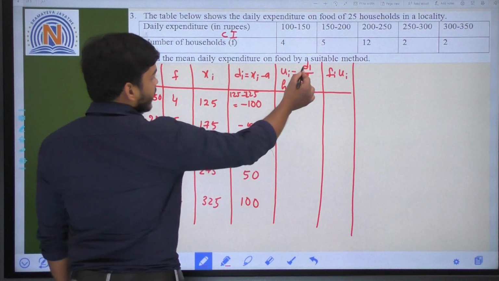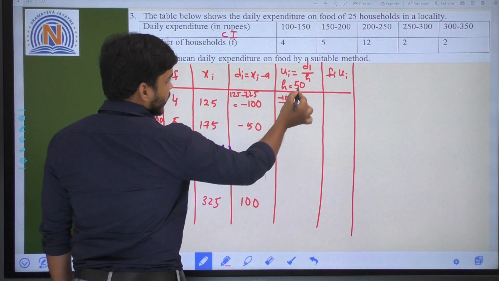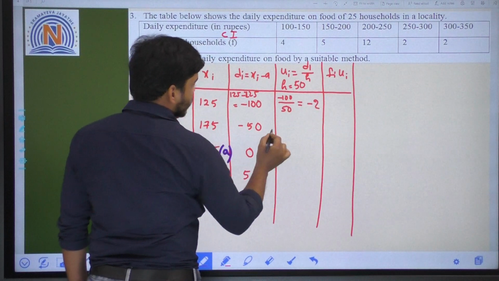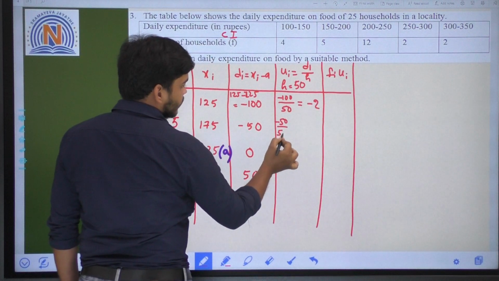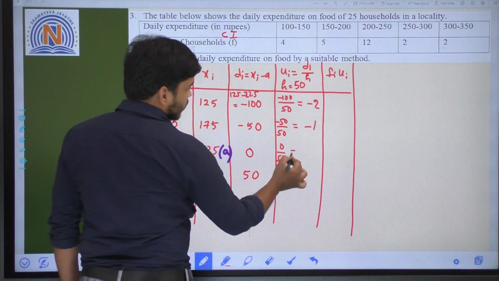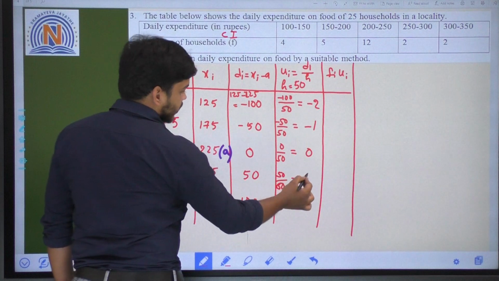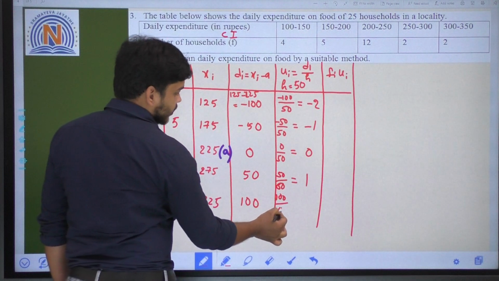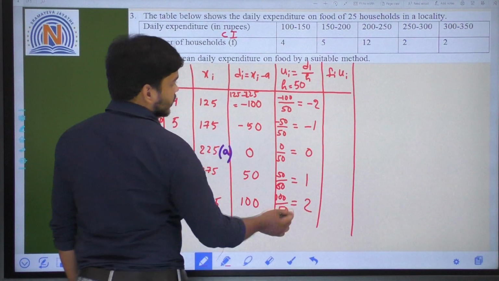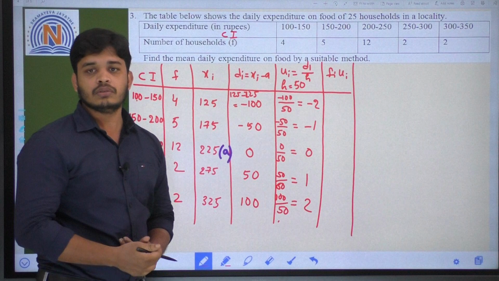Now, ui is obtained by dividing by h, where I am taking h as 50. Minus 100 by 50 is minus 2, minus 50 by 50 is minus 1, 0 by 50 is 0, 50 by 50 is 1, and 100 by 50 is 2. These are the ui values: minus 2, minus 1, 0, 1, 2.